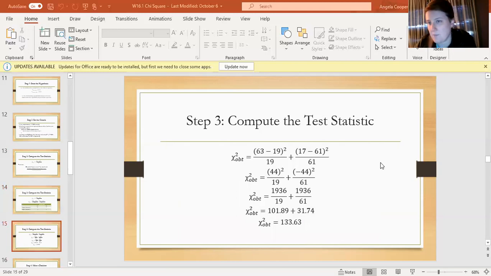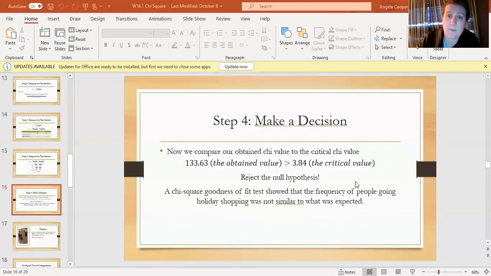So we do this math. 63 minus 19 squared is 44. 17 minus 61 squared is negative 44, divided by 19, divided by 61. We do all this, and we have our chi-square obtained value of 133.63. So there's our test statistic, our chi statistic. And now we just make our decisions.